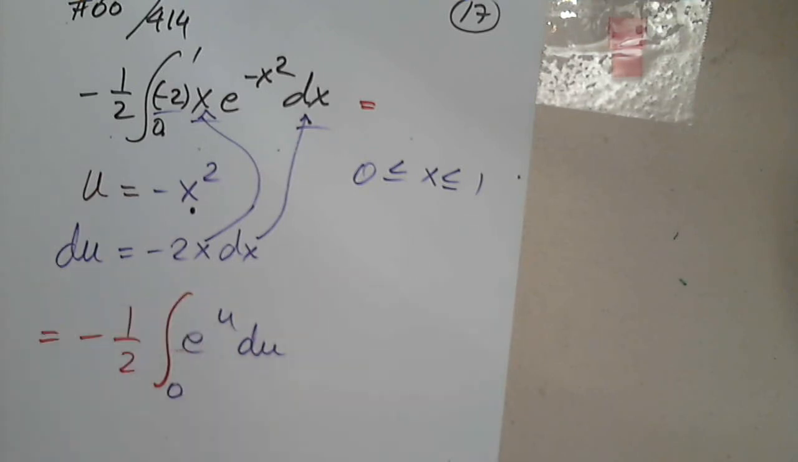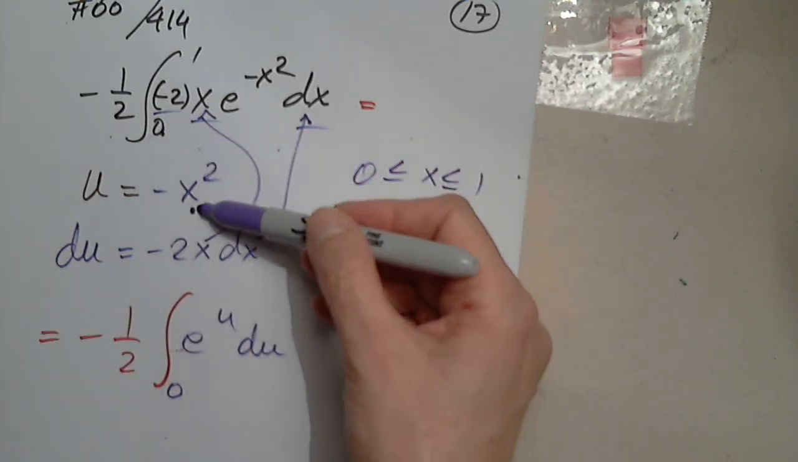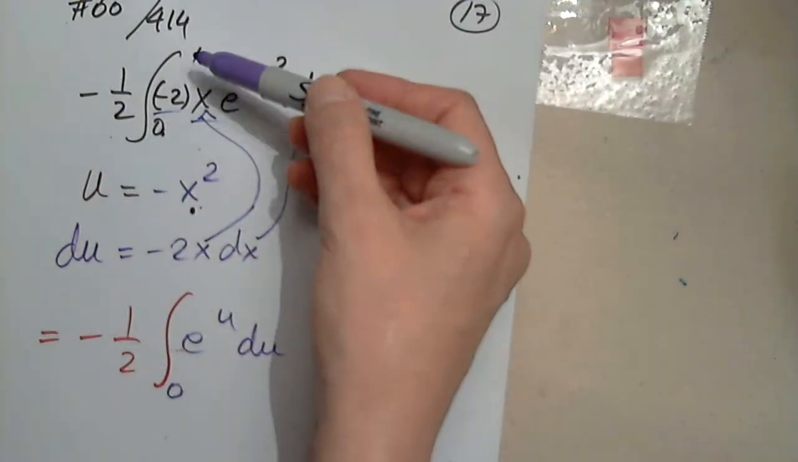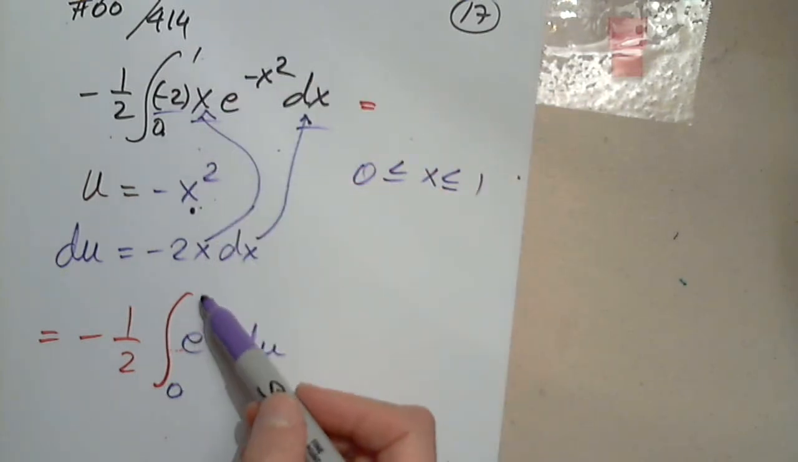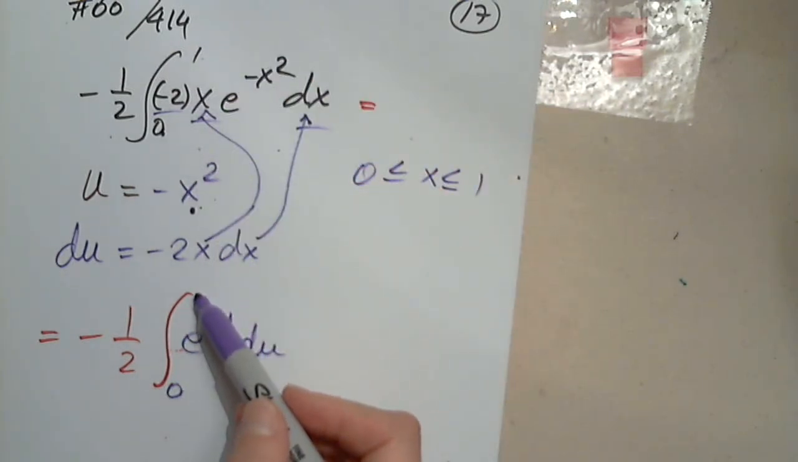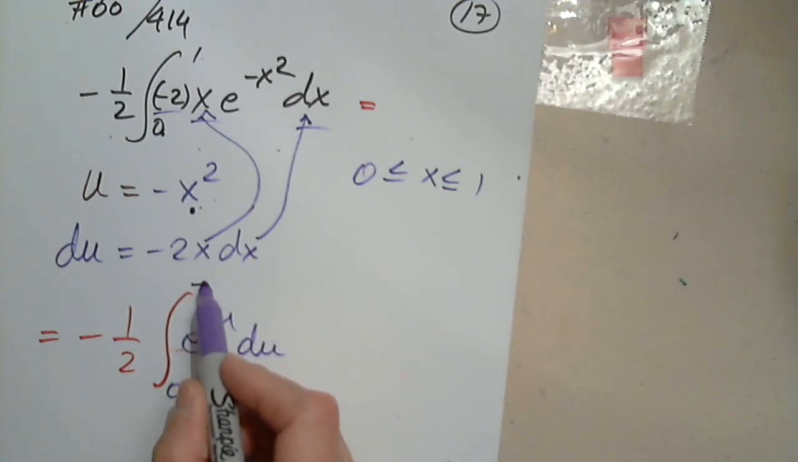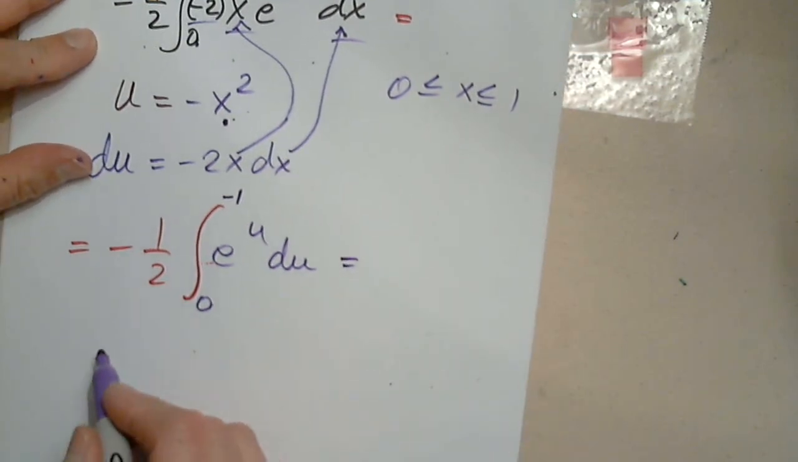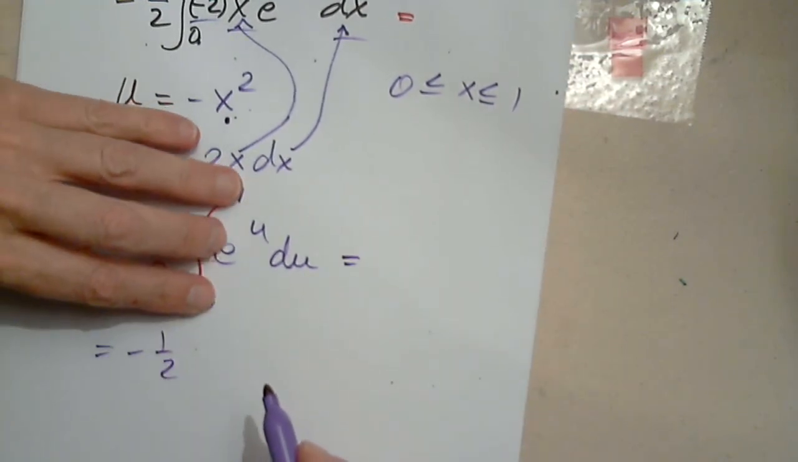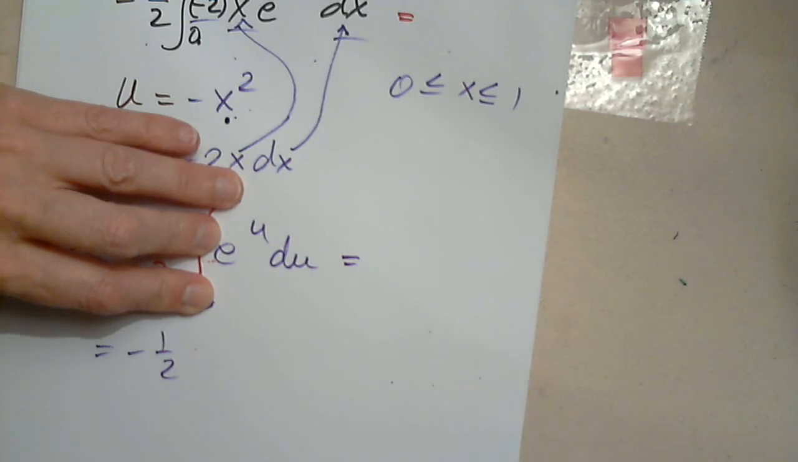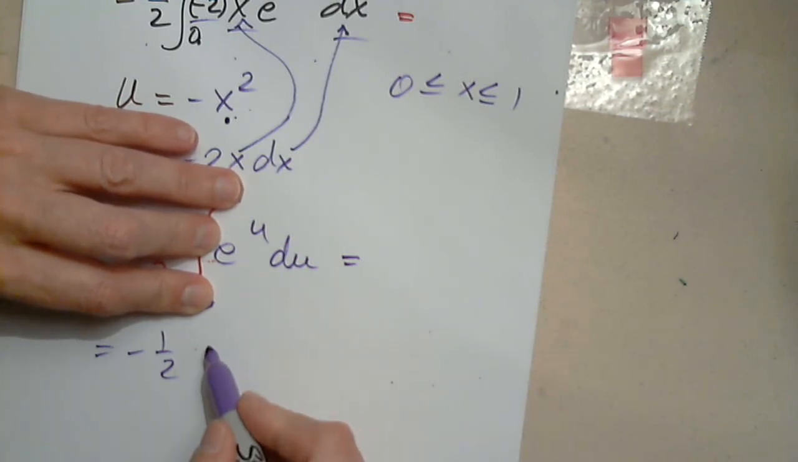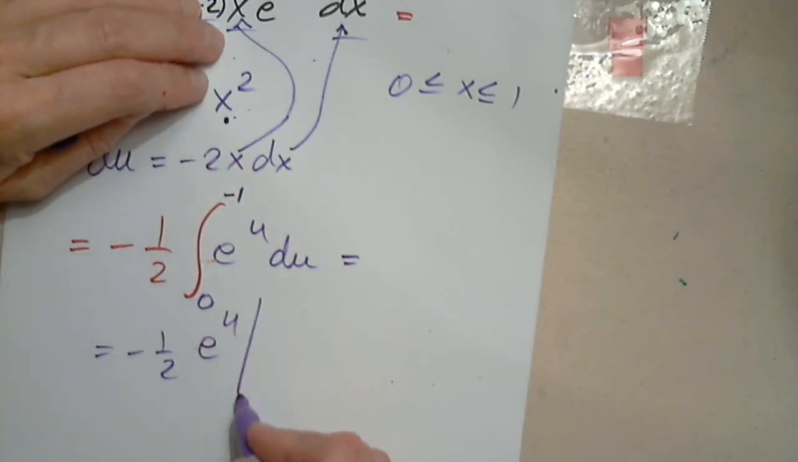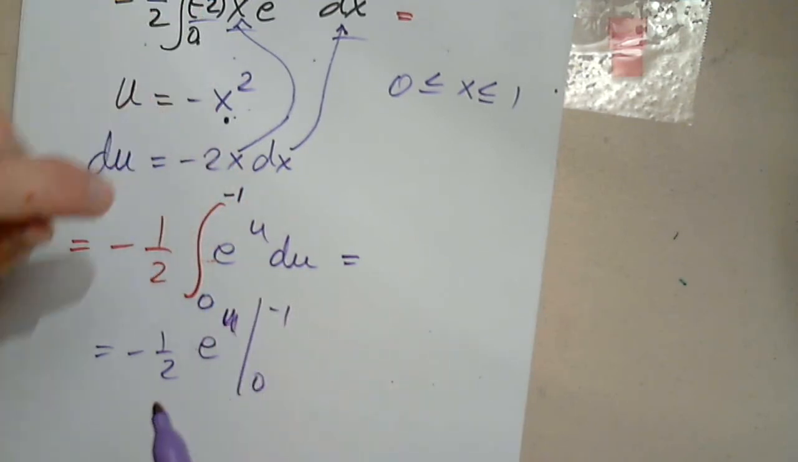That's what I have to copy up here. For the lower limit, I plugged in 0 and I got the lower limit. For the upper limit, I plugged in 1 and I get negative 1. That's it. So I have negative 1/2 in front. What function prime is e to u? E to u. Very good. From 0 to negative 1.